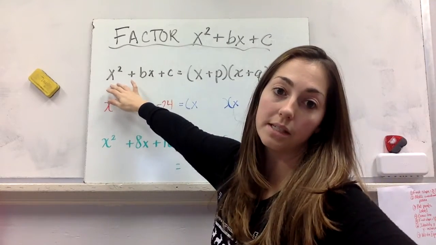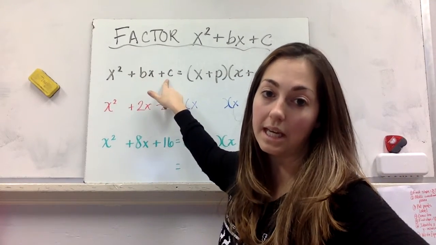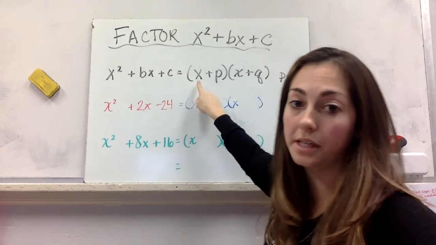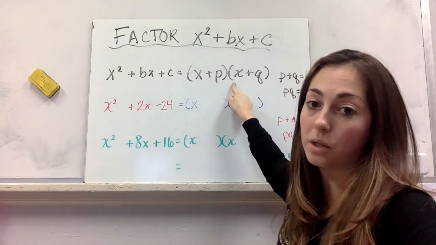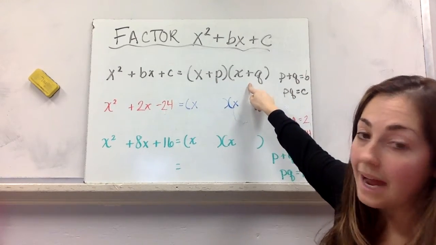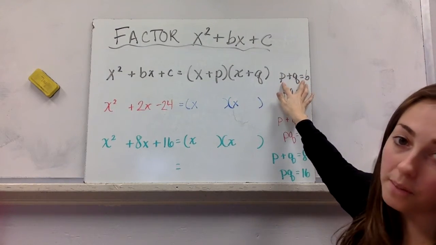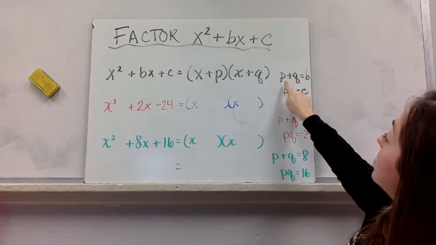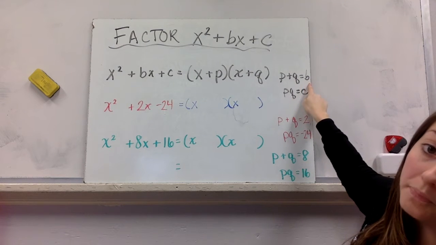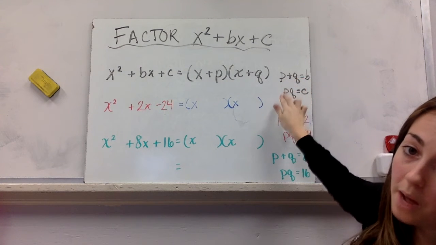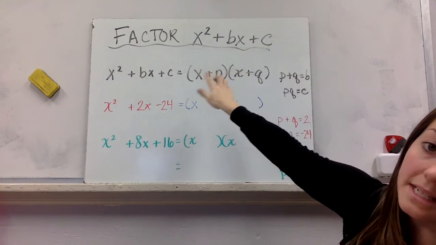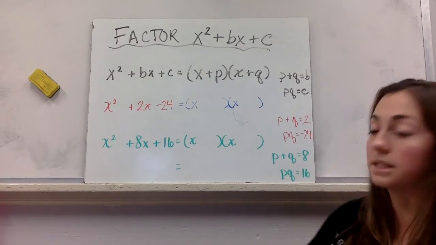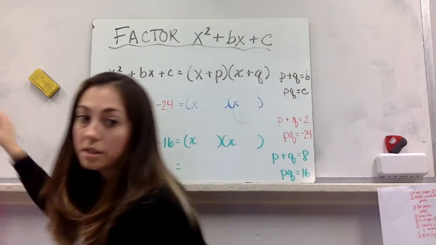So we have this x squared plus bx plus c equation, and what we're telling you is that it's equivalent to x plus p times the quantity x plus q. And p and q, whatever numbers they are, have to add up to our b value. So it says here p plus q equals b. Additionally, these two numbers have to multiply to that c value here. So we're going to use that fact to help us answer these questions, right?